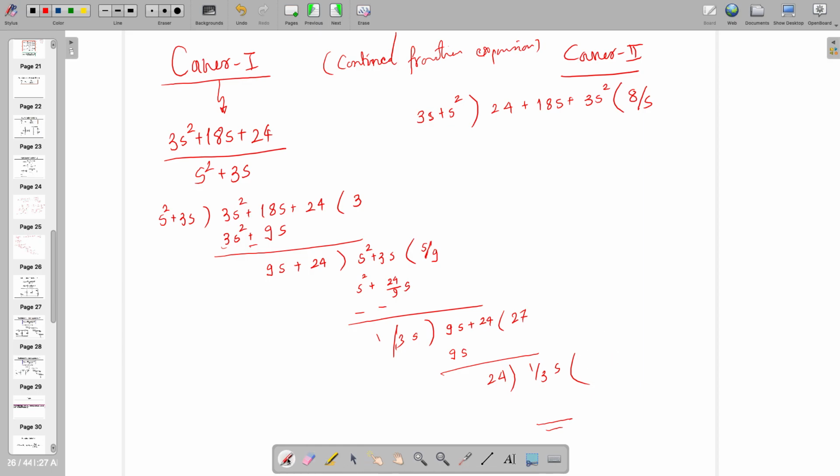Again, I made a mistake. 1 by 3. Okay, this is not 1 by 9. This is 1 by 3. Okay. Swarna, can you do that side?